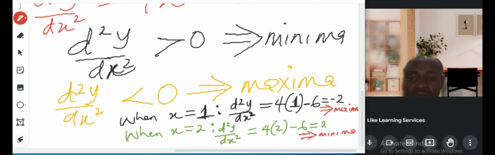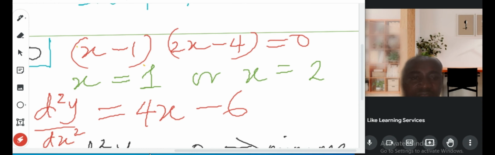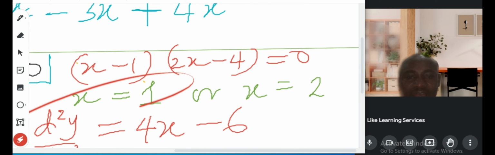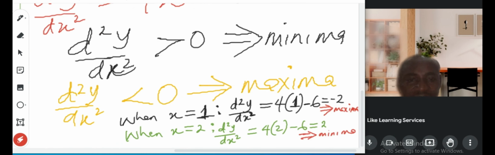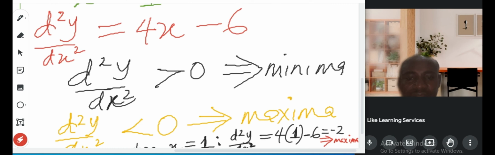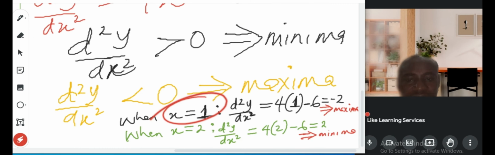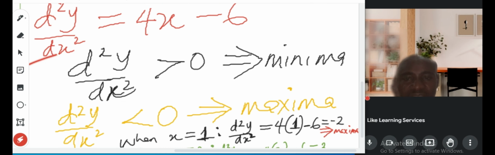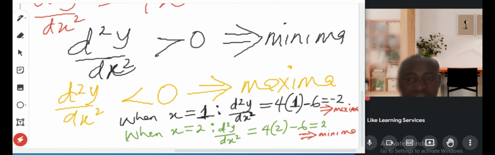So we have found that there's a turning point at x equal to 1 and x equal to 2. We have also shown that at x equal to 1, the turning point is a maxima, it's a peak, because differentiating it again gave us something less than 0, that's minus 2. When we differentiated again and substituted x, we got minus 2, so it's a peak at x equal to 1.